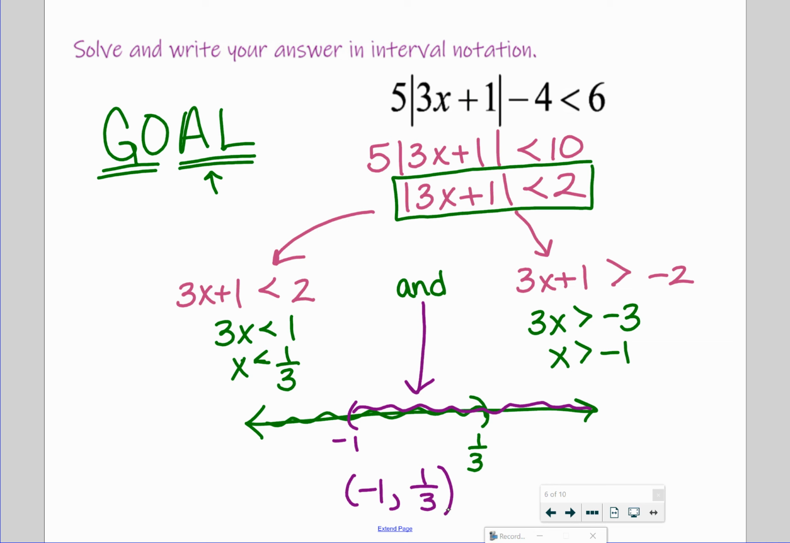Remember, if you have an "or" statement, you're looking for a union, which means anywhere that the graph was shaded would be your solution. So if this was an "or" statement, my answer would actually be all real numbers, because my entire number line is shaded and therefore part of the solution.